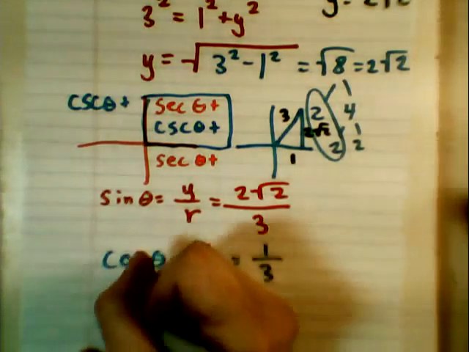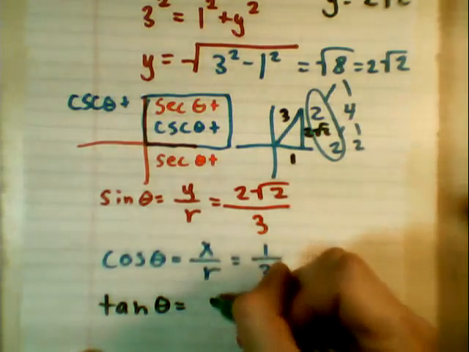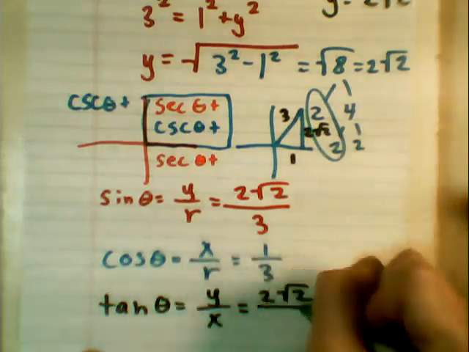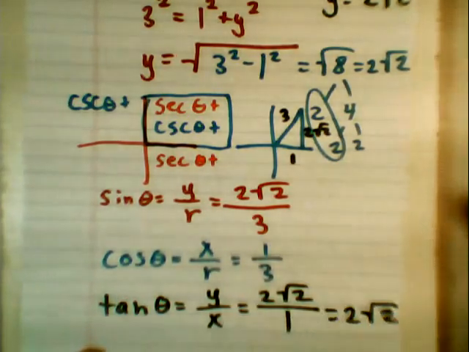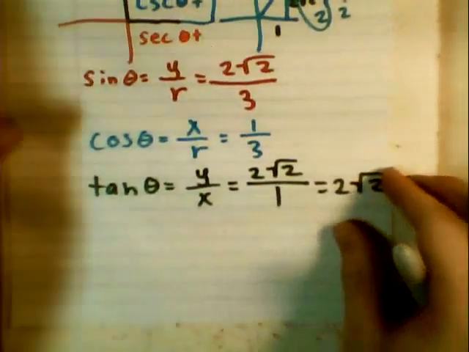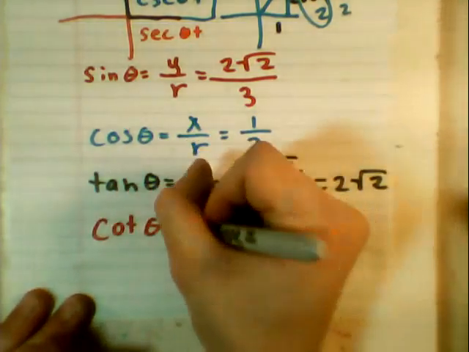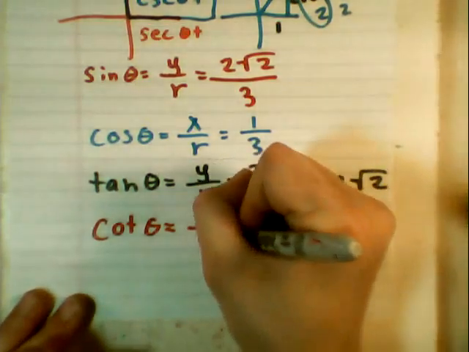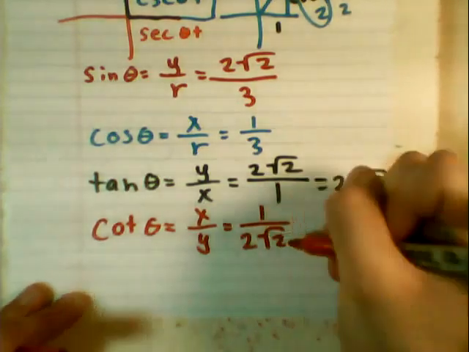What about tangent theta? Well, tangent theta is y over x. So our y is 2 square root of 2, and our x is 1. Tangent is just 2 square root of 2. Continuing on, let's find our cotangent. Cotangent theta is just tangent flipped, so it's x over y, or 1 over 2 square root of 2.